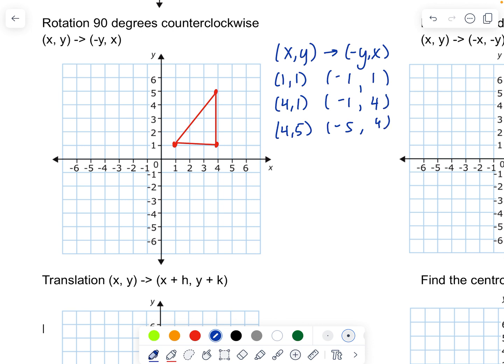And then I'm going to graph those points. -1, 1. -4, 1, and -5, 4. And I'll end up with this triangle that has rotated 90 degrees counterclockwise around the origin.